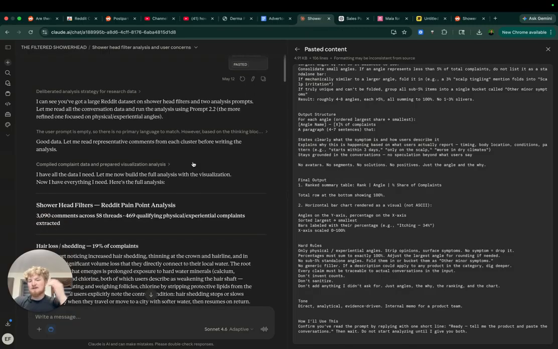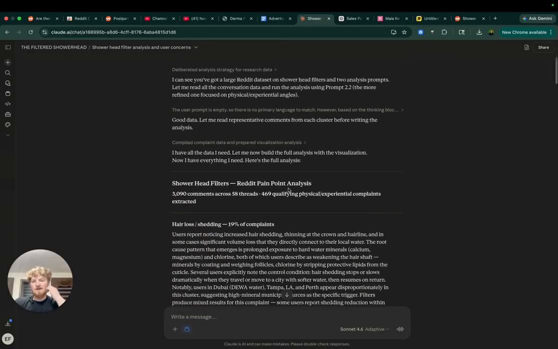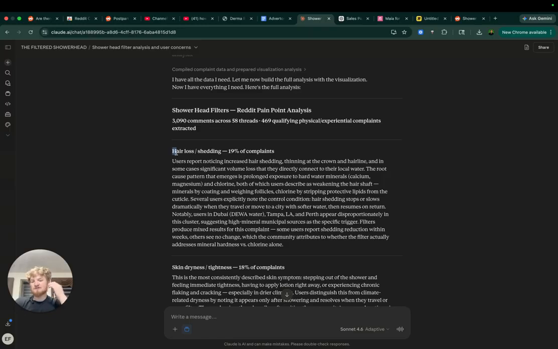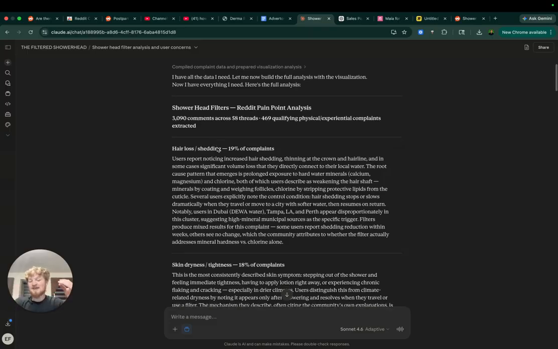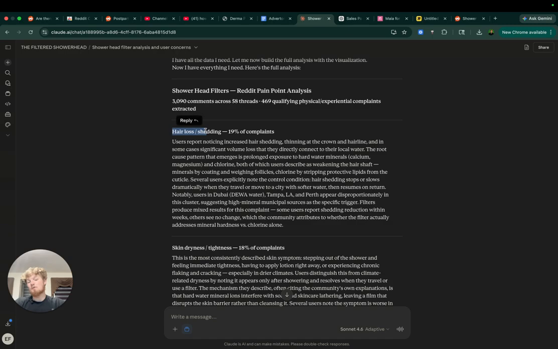Well, what it did is, if we close this up, it did all of the research. Now we can see why people are buying this. In this case, we can see a lot of people are buying this because, one, they're losing hair, hair loss slash shedding. So they think that their water or whatever the case is, the shower filter head they're using is causing them to lose hair.